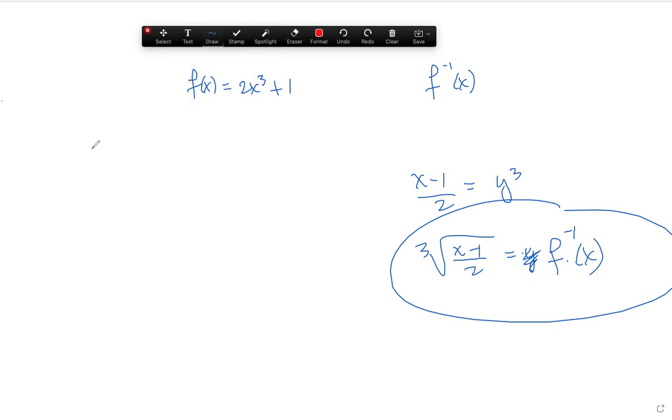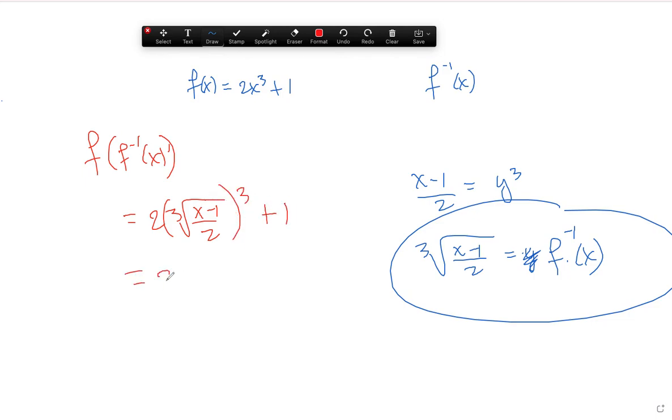So if we do f of f inverse, so this is what you were asking me on text, f of f inverse of x would be like 2 times, and then we plug in cube root of x minus 1 over 2, and then cube that plus 1.